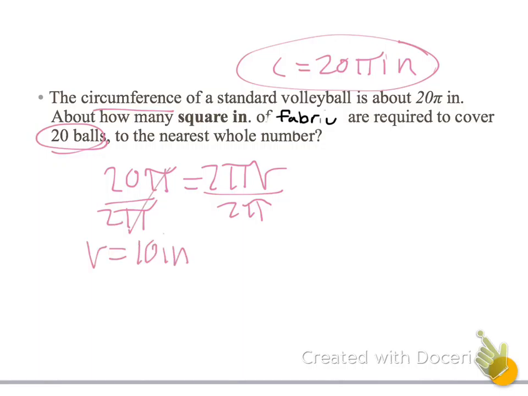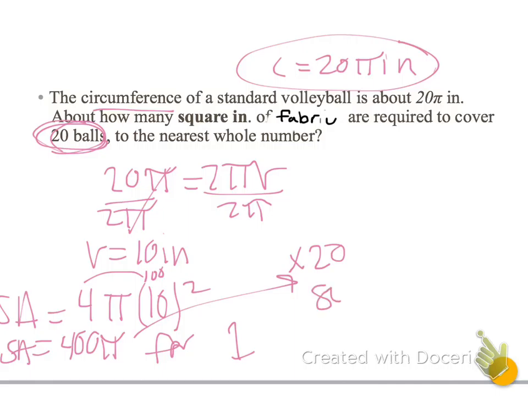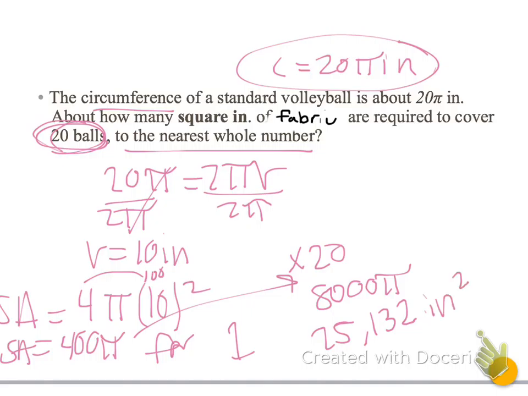So to find the area of one ball, surface area of a sphere is 4 pi times your radius that we just found, squared. So 100 times 4, so we got 400 pi for one ball. I want to find 20, so we're going to multiply that answer times 20. So we got 400 times 20. We have 8,000 pi. To the nearest whole number, let's multiply that times pi. So 25,132 inches squared.